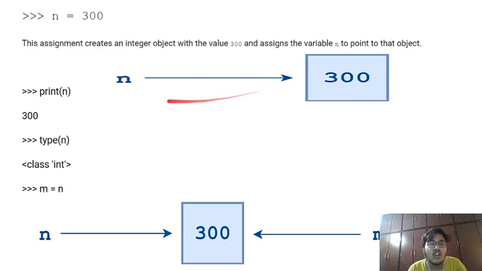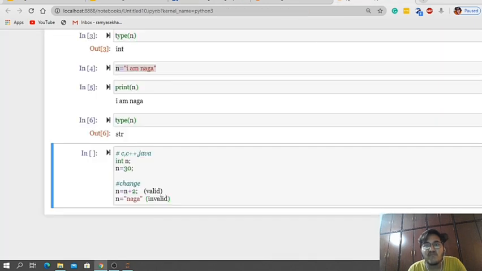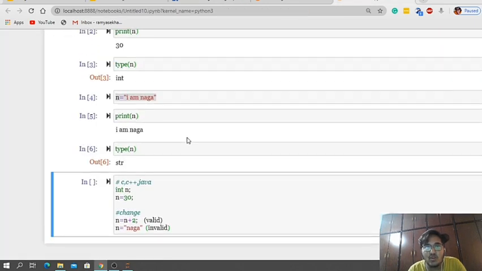As you know, we can find the type of a variable by using the type function. Okay, now let me show you one thing.